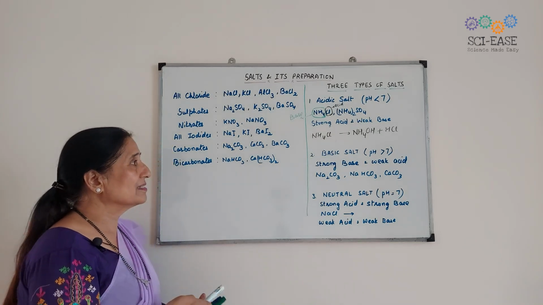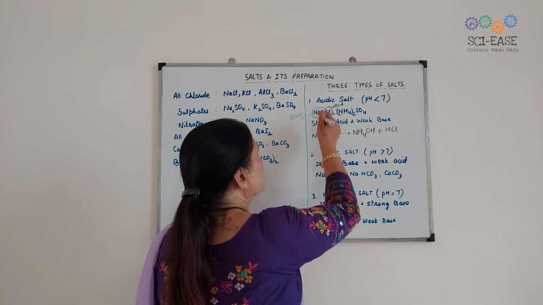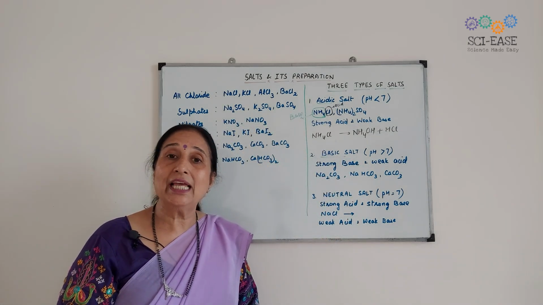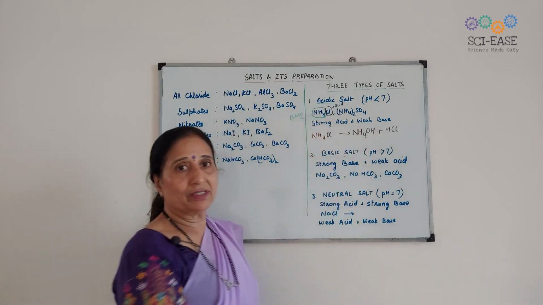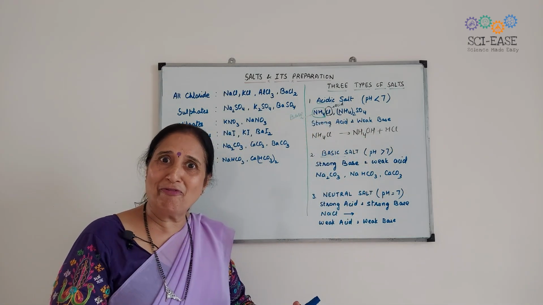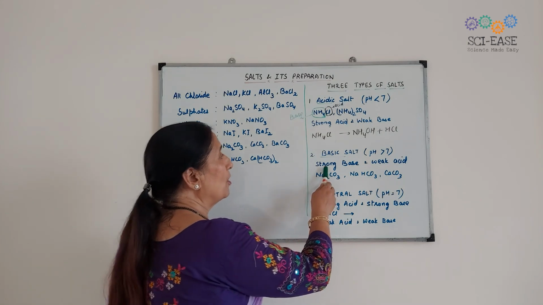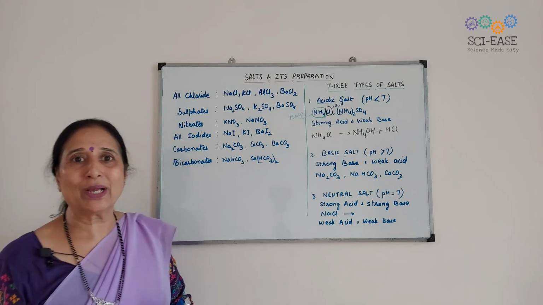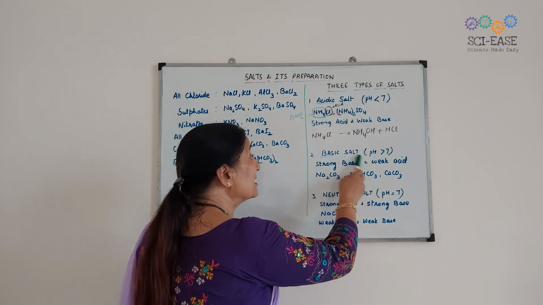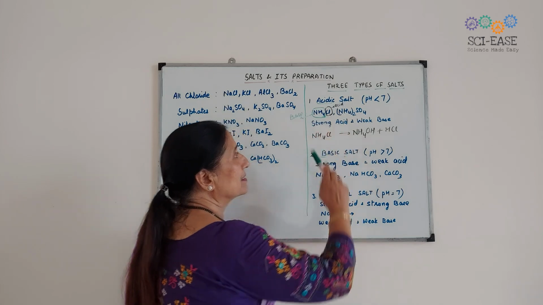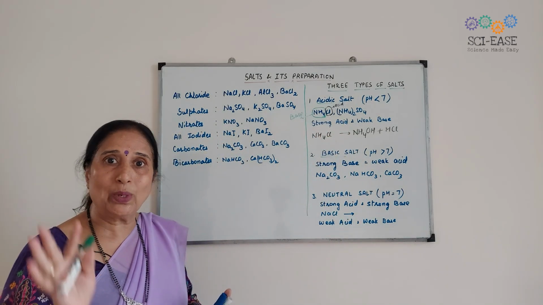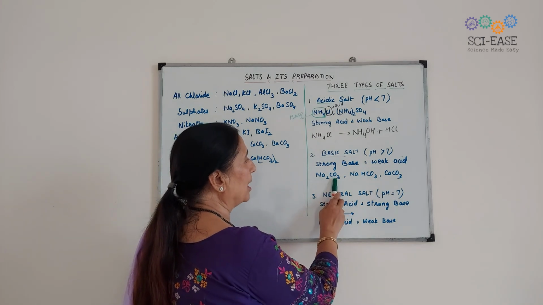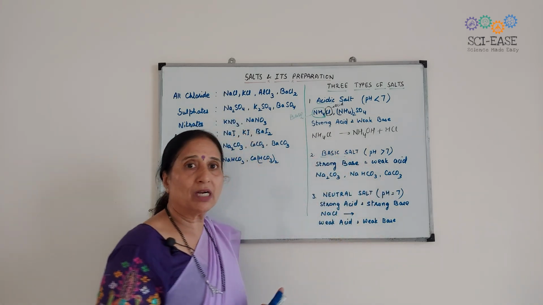Okay? Now, next is the basic salt. First we have done the acidic salt, now it is the basic salt. Basic salts have pH greater than 7. How will they be formed? They will be formed from a strong base and a weak acid, the reverse of this. Here the base is strong and the acid is weak. I have given 2-3 examples: sodium carbonate, sodium bicarbonate and calcium carbonate.